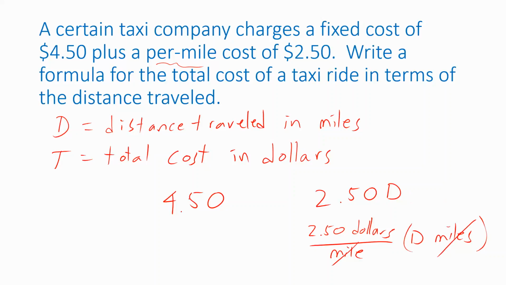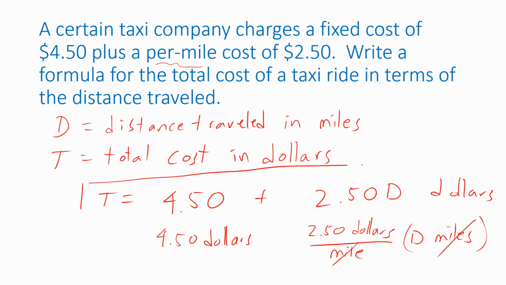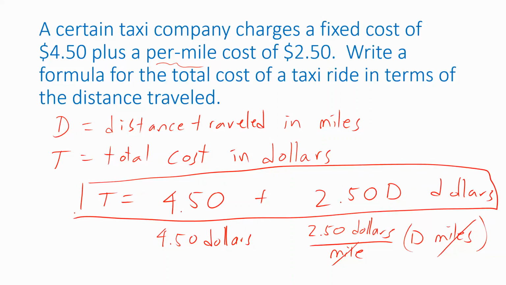That's good because that has the same units as my $4.50 fixed cost, which means I can add those two expressions together. They have the same units. And if I do, that gives me the total cost of the cab ride measured in dollars. So this is a formula. I could plug in the distance traveled for D and get out T, the total cost.